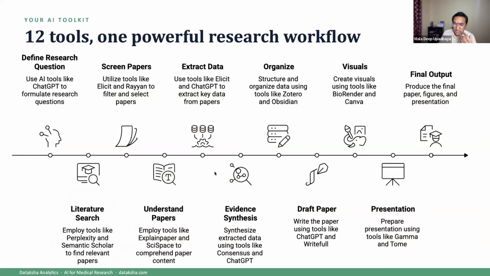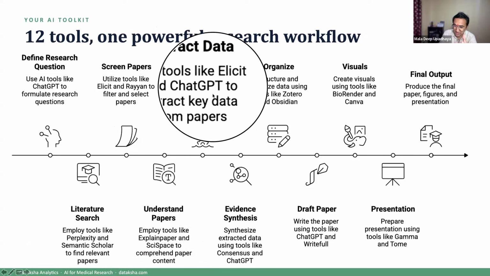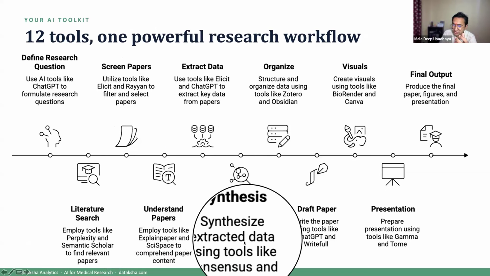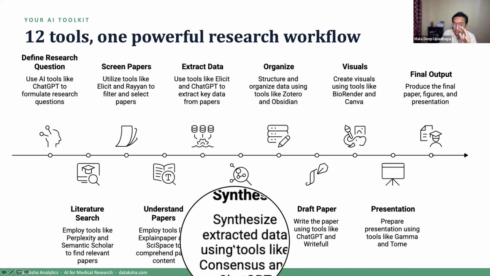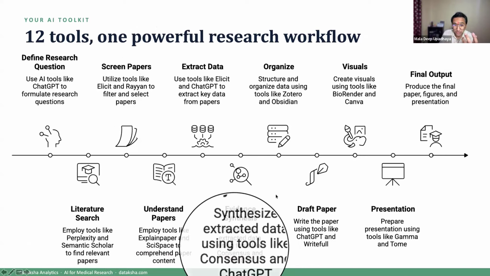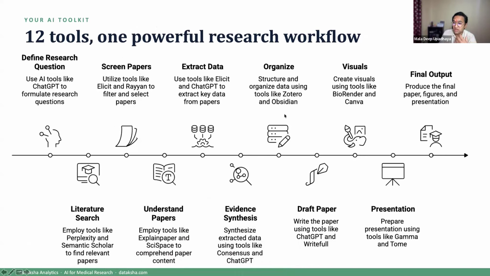And for extracting data, you will use Elicit and ChatGPT. For evidence synthesis, you will use a synthesis tool like Consensus AI or ChatGPT only. For organizing, you can use Zotero or Mendeley for reference management, whatever you feel, or MyBib. But you can also use Obsidian. It's a very new one, but that's a very good one.